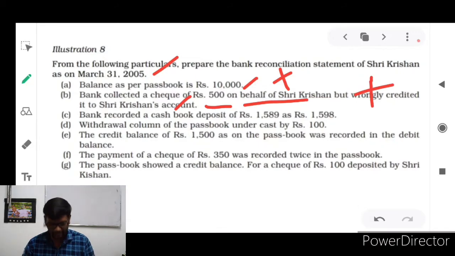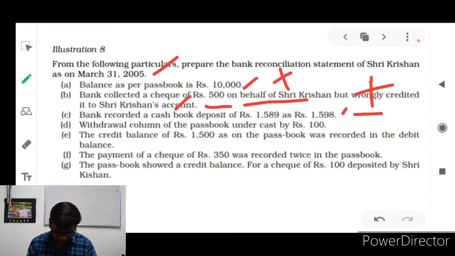And next one. Bank recorded a cash book deposit of rupees 1,589 as 1,598 rupees. We deposited only 1,589 rupees in our bank account, but the banker credited 1,598 rupees. So nearly 9 rupees extra they have credited in our bank account. Who made this mistake? The bankers made it. They have credited 9 rupees extra in our bank account, so that should be deducted, isn't it?